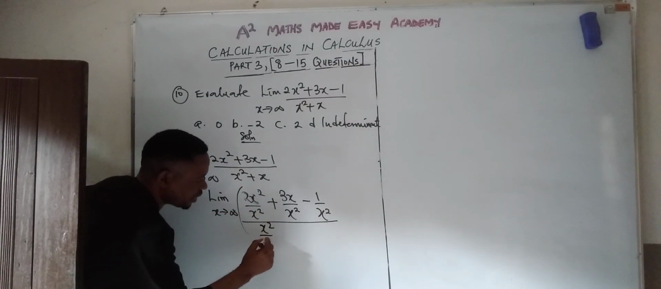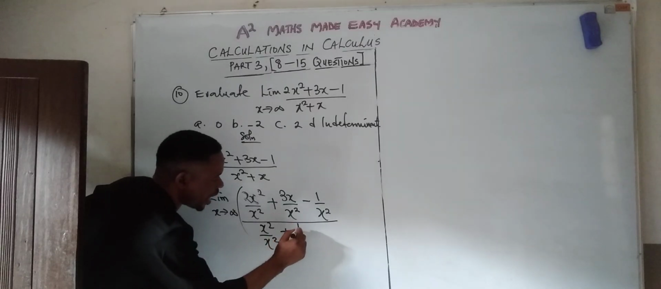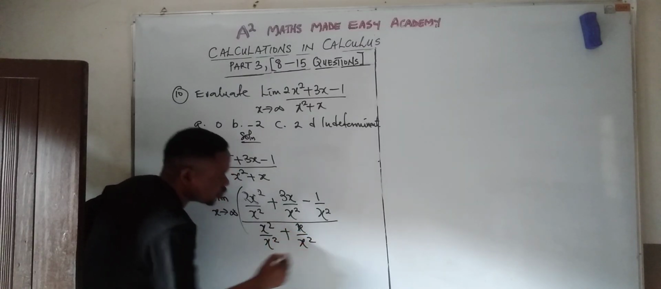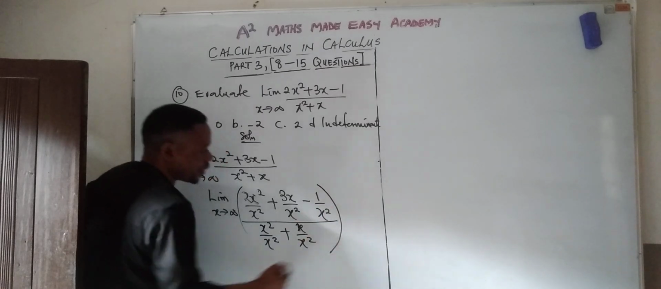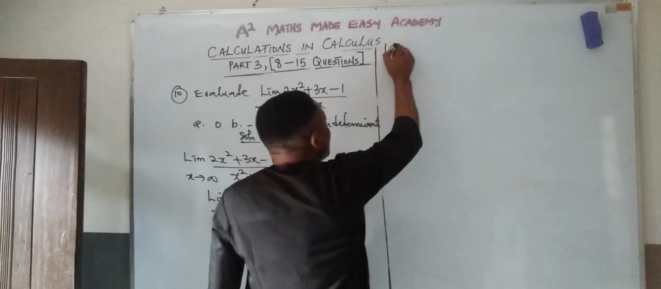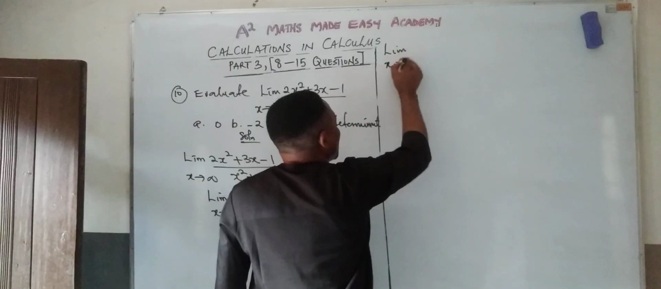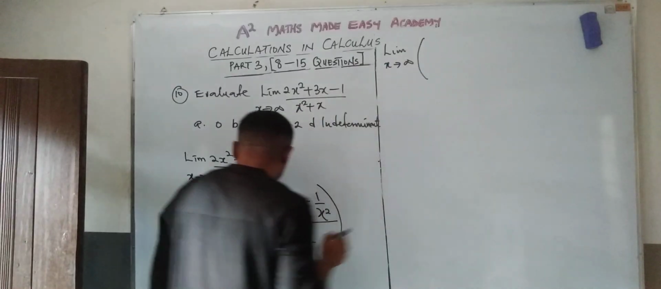S squared divided by S squared plus X divided by what? S squared. Are you with me? Close the bracket. That's the first step, followed by the limit as X approaches infinity. I want you to watch.